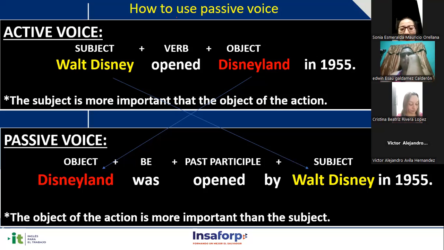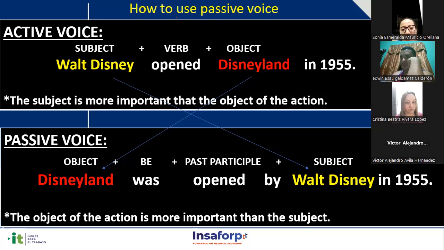Example. Walt Disney opened Disneyland. Walt Disney is the subject. Disneyland is the object, right? And the verb is open. Open. Right? Okay. In 1955. So here, the subject is more important than the object in this context, right?